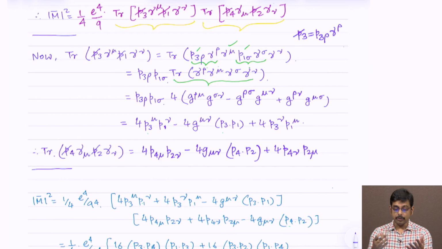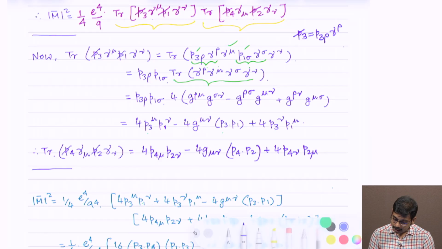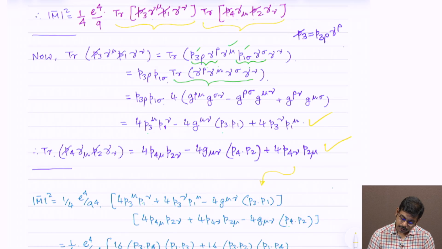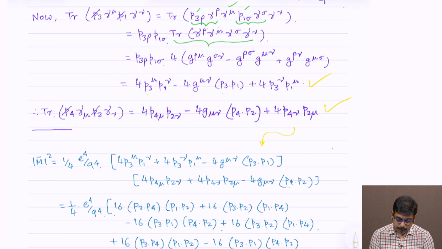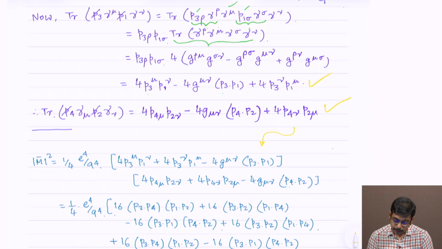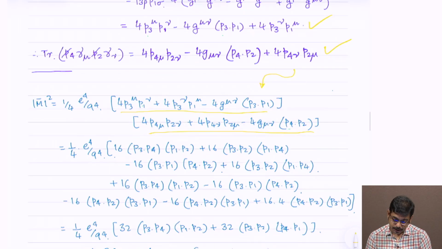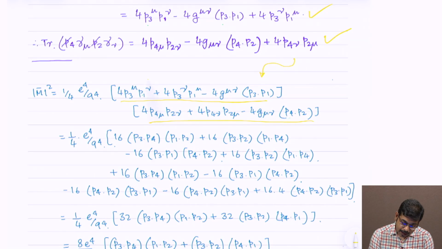Now what I have to do? I have to multiply this guy and this guy. So that is what I am doing in this expression to do the matrix element square. So this will be 1 by 4 e to the power 4 q to the power 4, and I have written the expression for the traces here. And next let's do the multiplication. So you take the first term P3 mu P1 nu and multiply with each of these three terms.